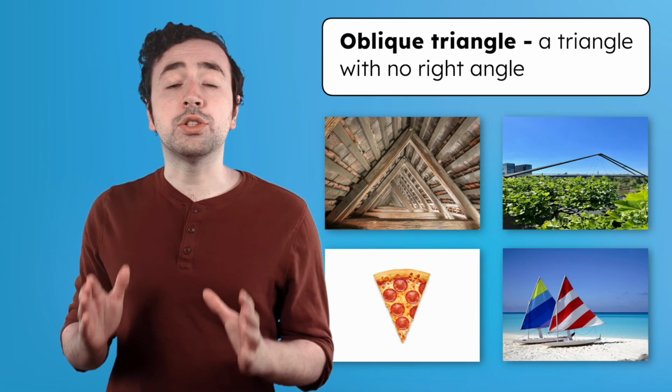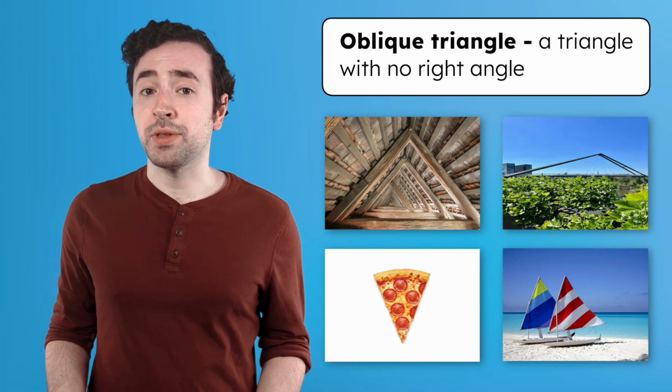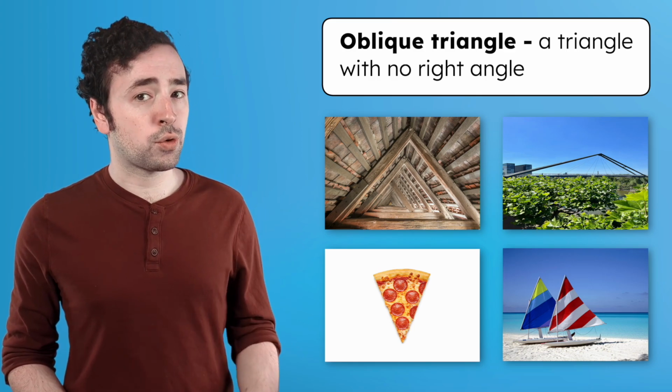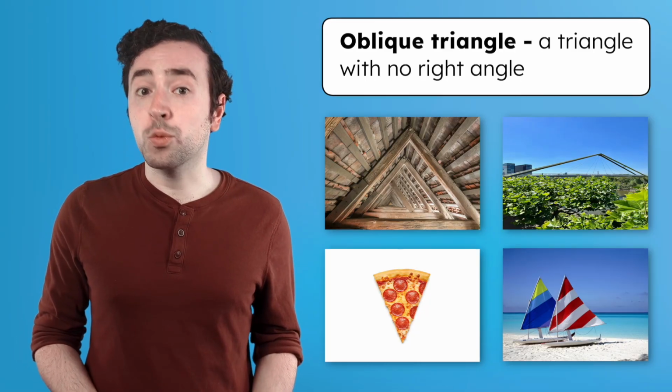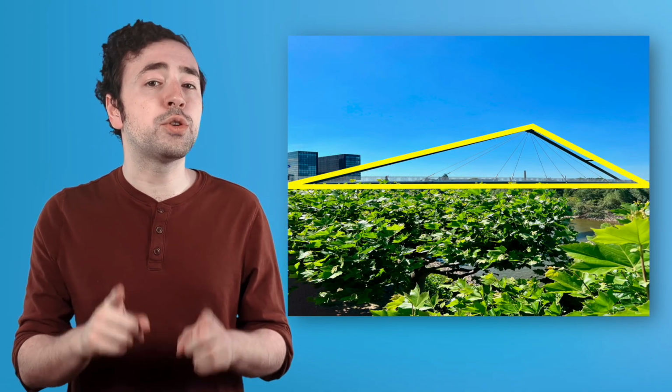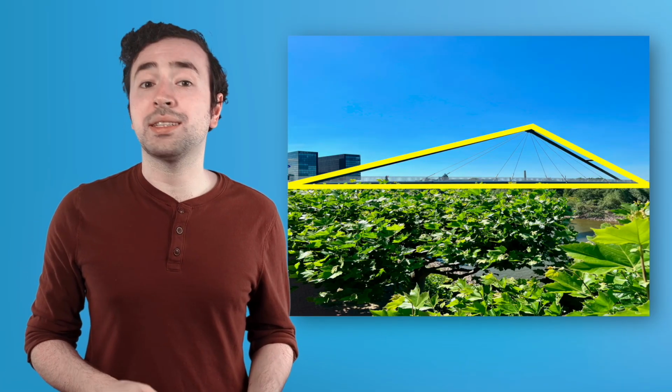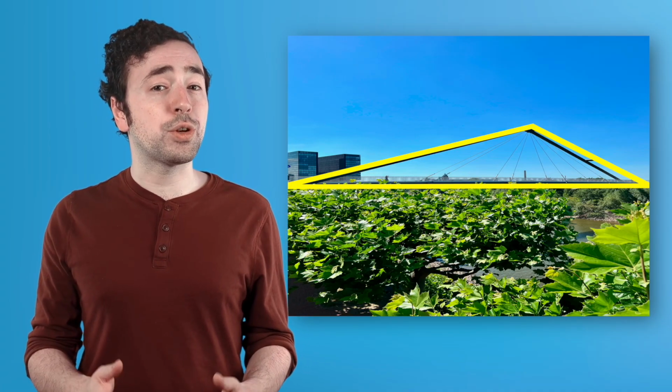All triangles that don't have a right angle have a special name. They're called oblique triangles. In the real world, perfectly right triangles aren't all that common. We're much more likely to come across oblique triangles. But we still need to be able to find areas, missing side lengths, and missing angle measures. But how do we do that when there's no right angle to work with? Well, it turns out the trigonometry you already know is more powerful than you might think.